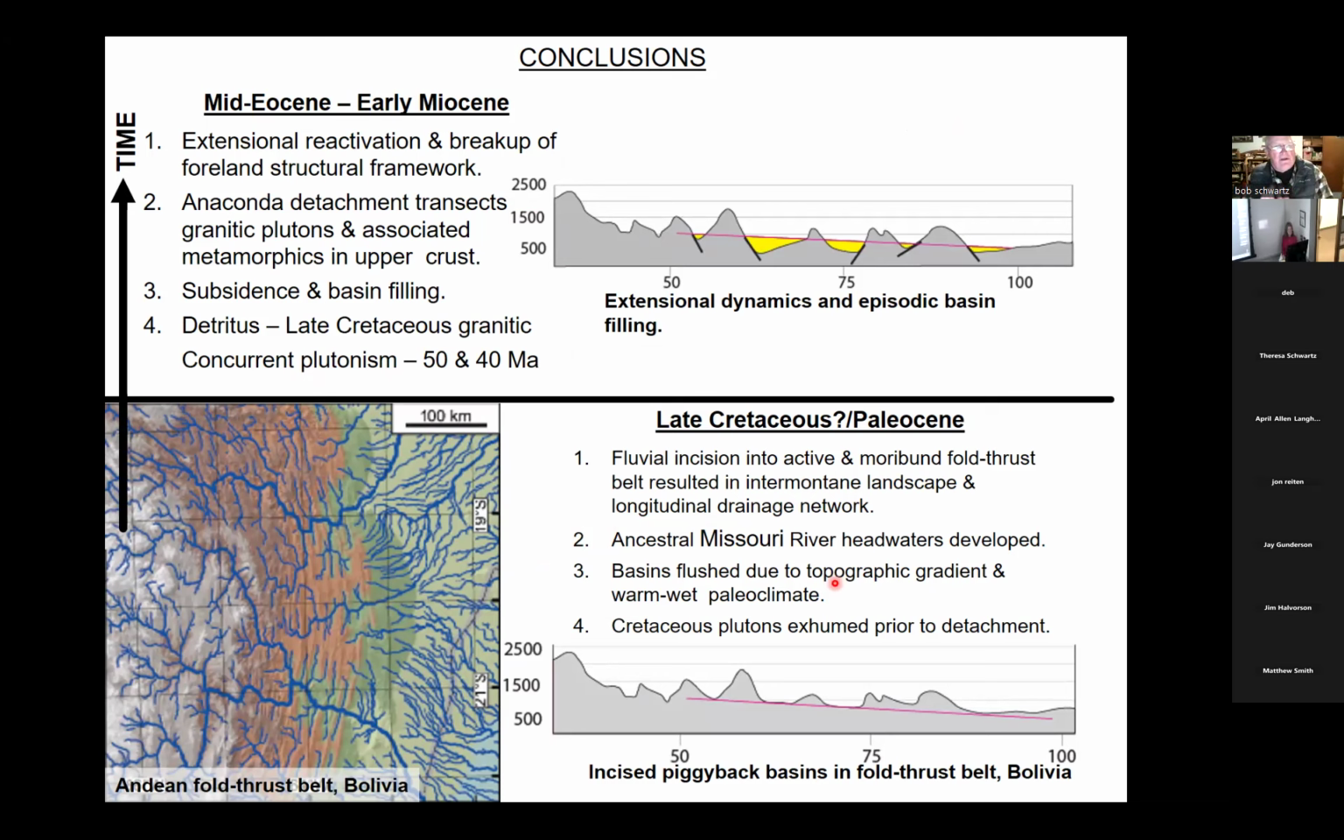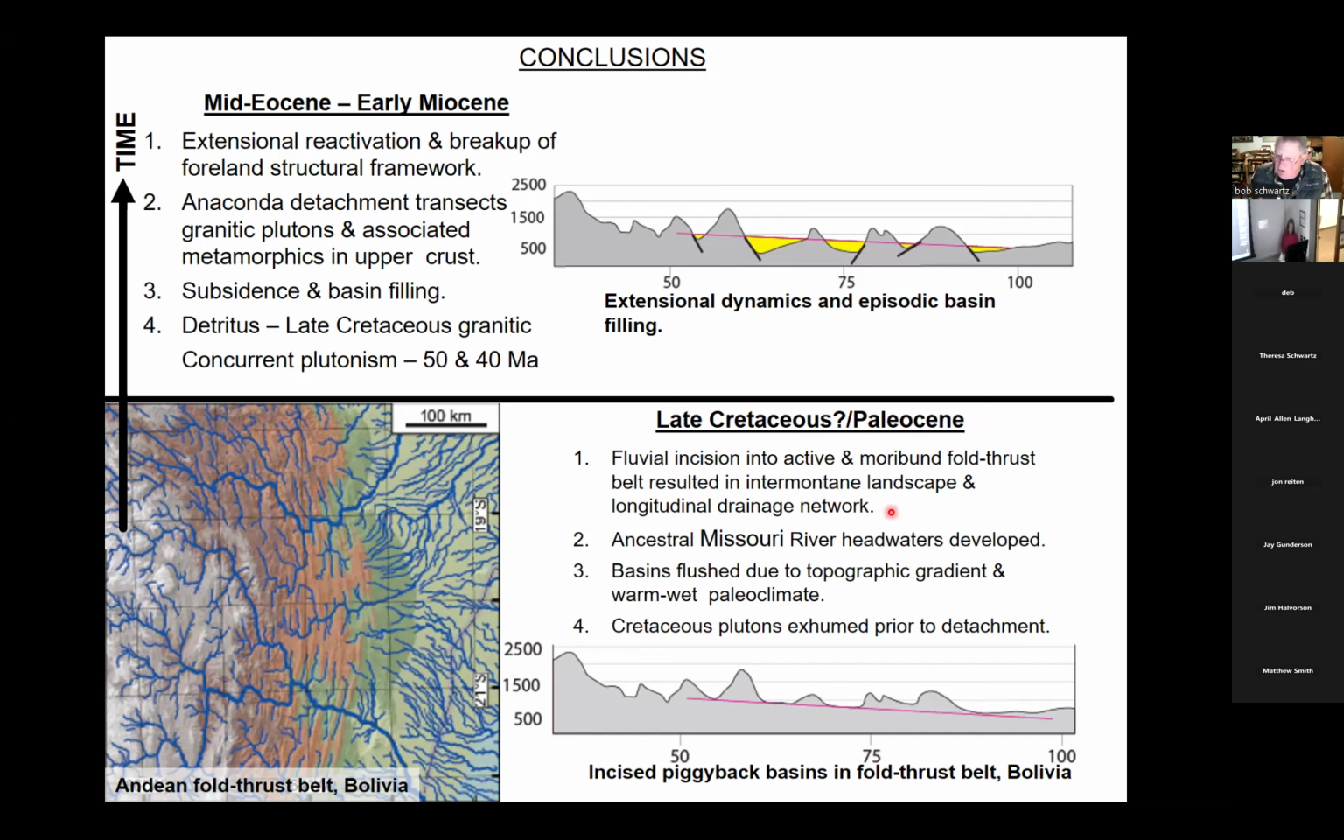Summary slide at the end of the talk. In this diagram, it shows time from the bottom towards the top. And down here, this is pre-Renova deposition. Late Cretaceous, maybe, but certainly all during the Paleocene into the early Eocene. What I'm proposing is that there was fluvial incision.